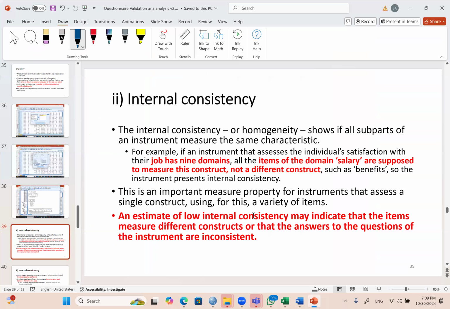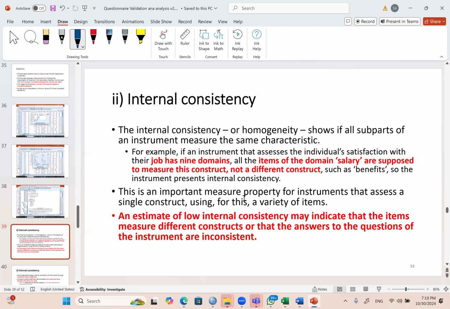So you know what internal consistency is? So internal consistency or homogeneity shows if all subparts of an instrument measure the same characteristic. For example, if an instrument that assesses individual satisfaction with job has 9 domains, all items of the domain of salary are supposed to measure this construct about salary, not a different construct such as benefits. So if I include salary questions in the benefits domain, the benefits domain is not going to have good internal consistency.